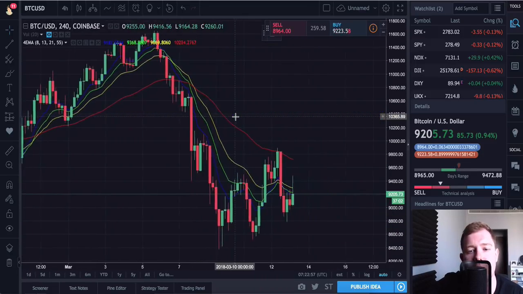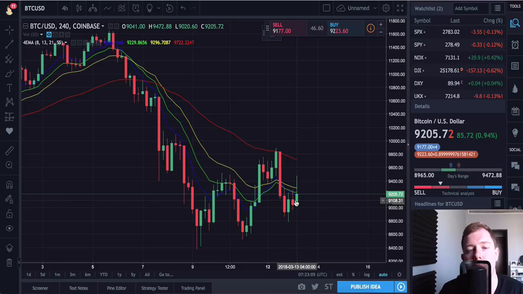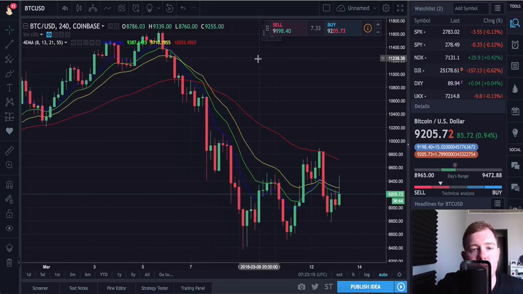So we can take a look at the price action now. Where are we at? So right now we're at red, yellow, green, blue. Now that is not the order that we're talking about. This is just breaking it down into very, very simple principles. As I said, we're looking for blue, green, yellow, red. This is pretty much as simple as it can be.